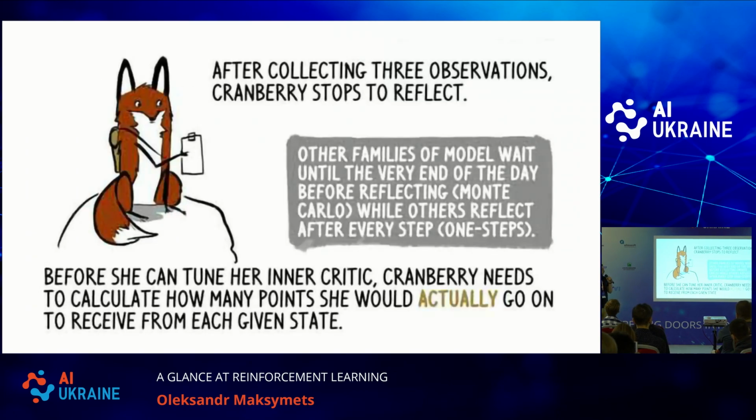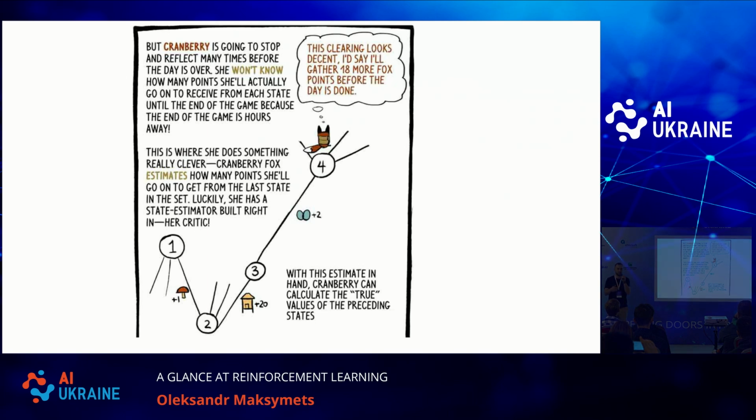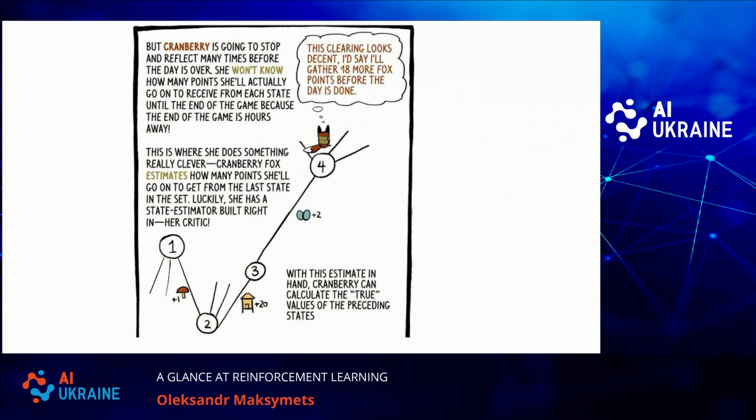So after collecting the observations, the fox is reflecting on the experience it gained and tries to improve her model and tune it. How does it work? Actually, our fox was moving only for several steps, and it never reached the end of the day. So it never went to the end and knew the actual value for a particular state. But that's still not a problem for improving results.